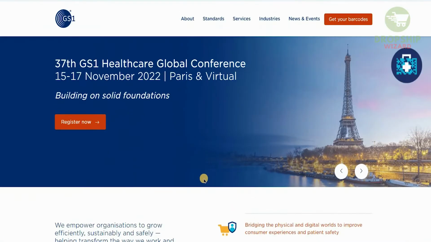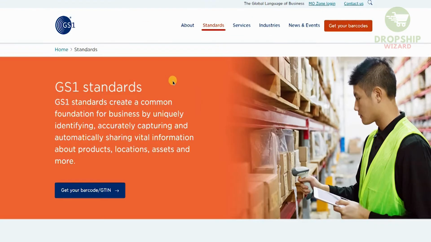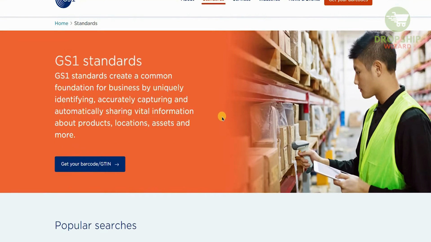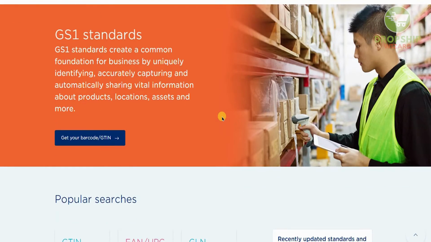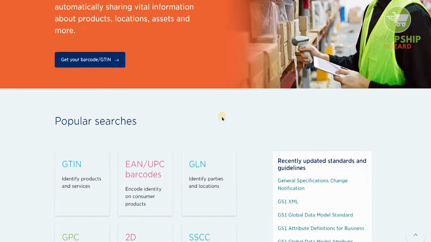How do you get it? It's very simple and straightforward. All you need to do is click on get your barcodes, and when you do that, you'll go to the next page over here where you have the GS1 barcodes that create a common foundation for business by uniquely identifying and capturing and automatically sharing vital information about products, location, assets, and so much more.